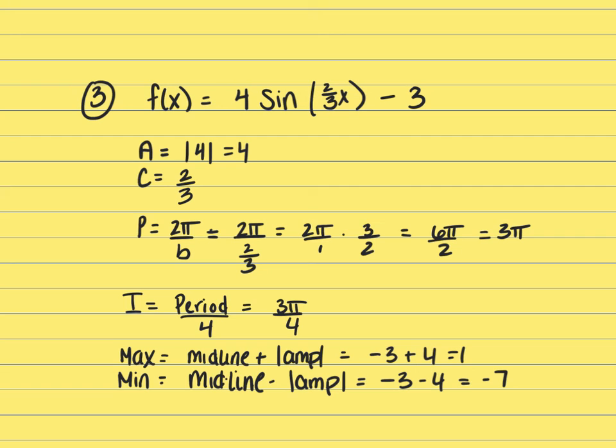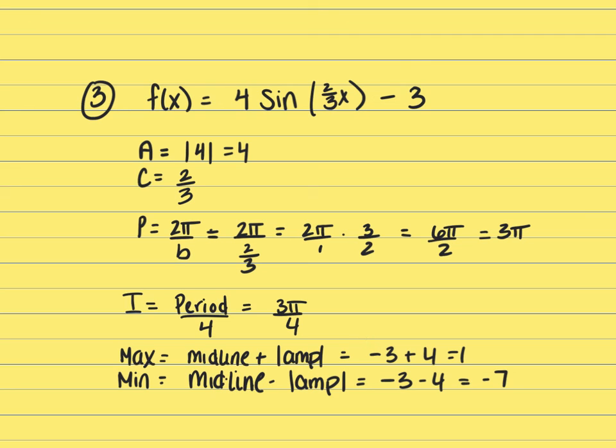Multiplied straight across. 2 pi times 3 is 6 pi. 1 times 2 is 2. 6 divided by 3 gave me 3 pi. Then I found my interval, which is period divided by 4. Period is 3 pi. Then I just divided it by 4. No simplification necessary. Maximum value is found by taking the midline plus the amplitude.